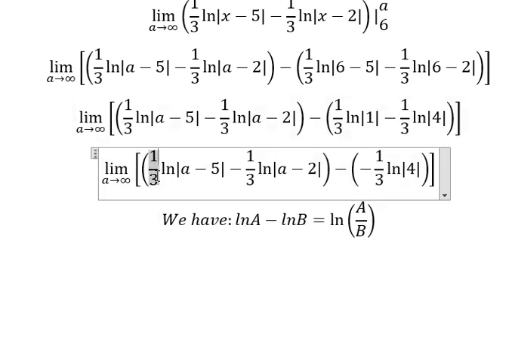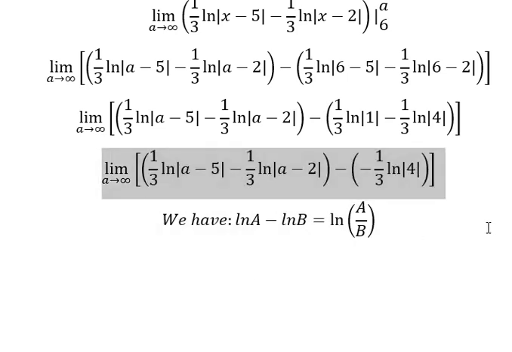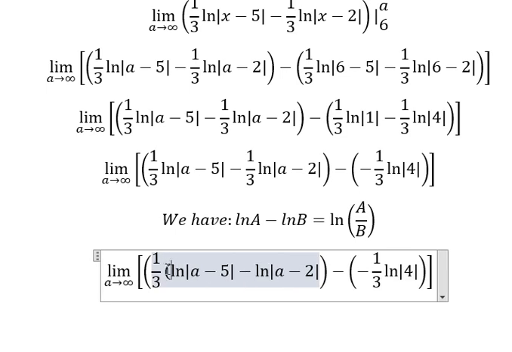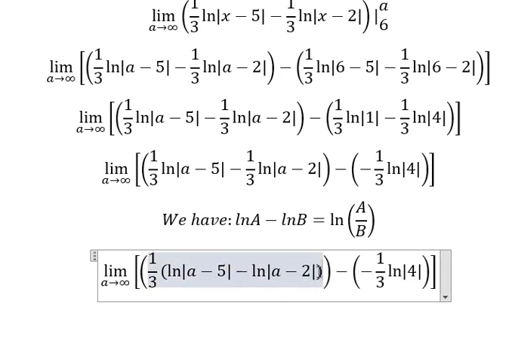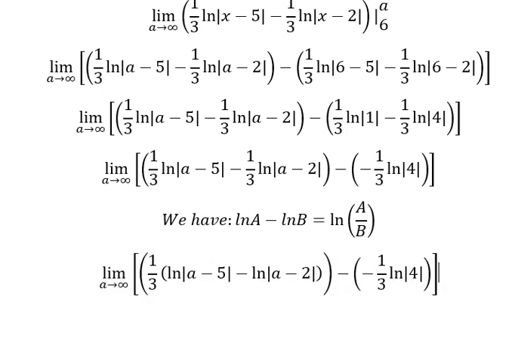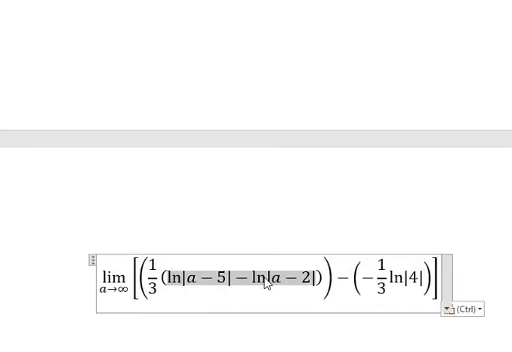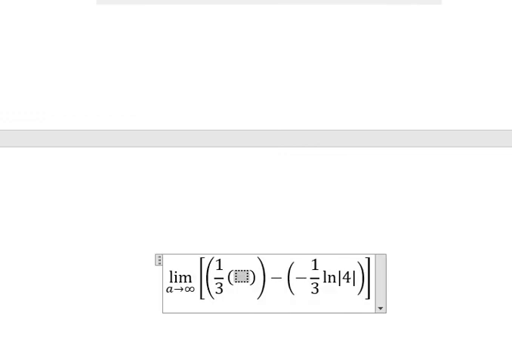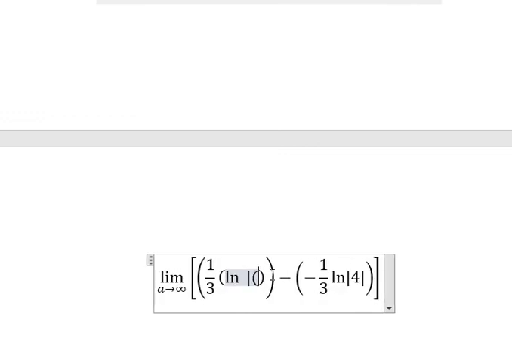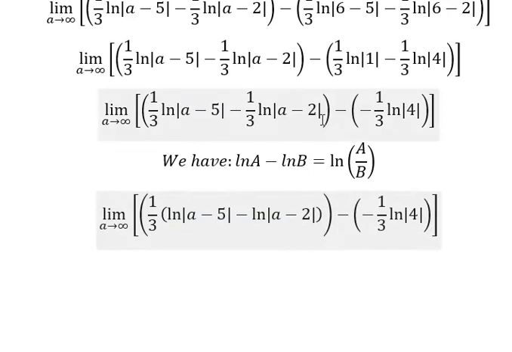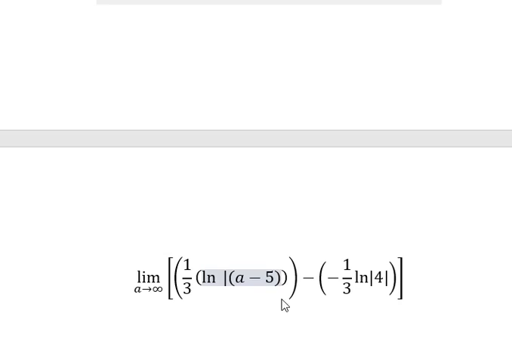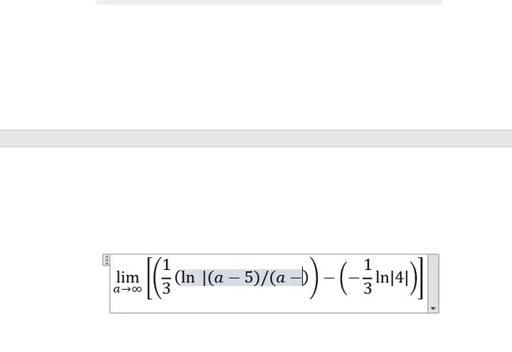So we have 1 over 3, 1 over 3. We can do factorization. And now this one we change by this one, so we have ln of the absolute value of a minus 5 over a minus 2.